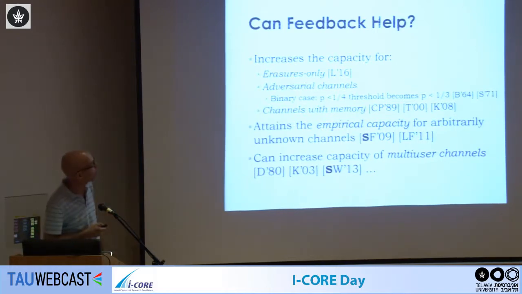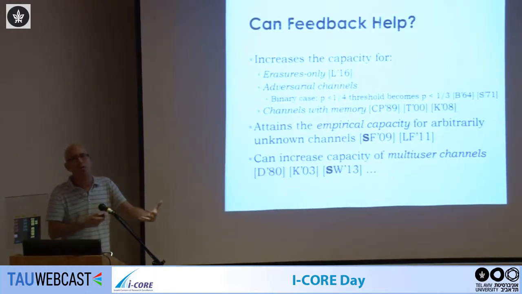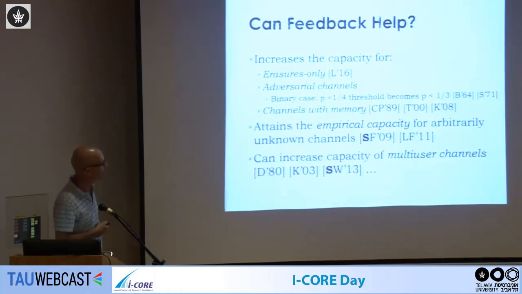Feedback can also help. Channels with memory, of course, you can predict what the channel is going to do, so that is kind of obvious that would help. And in some cases, you can even attain something called the empirical capacity, where there is no capacity, where the channel is actually anything. There is some guy who's messing up your channel in any arbitrary way. There is no way to guarantee any rate, but you could use feedback to actually communicate at the rate that corresponds to how well this guy was actually messing up your communication.